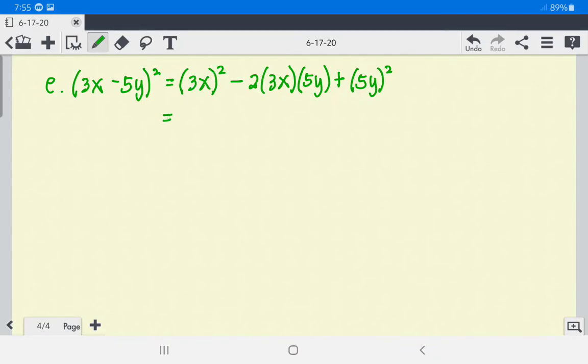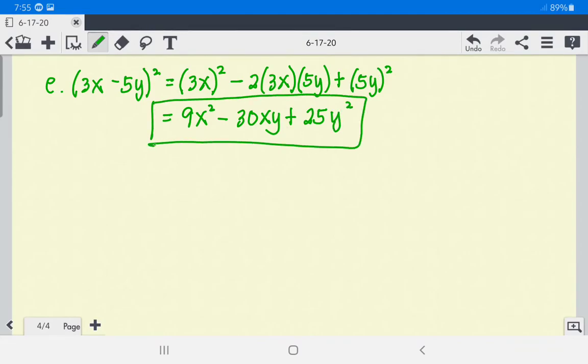Then 3 squared, we have 9x squared. Then minus 2 times 3x, we have 6x, times 5y, we have 30xy. Then plus 5 squared, we have 25, then y squared. So that's it.